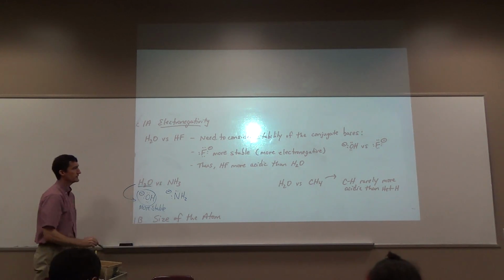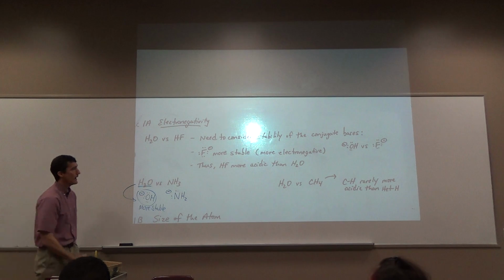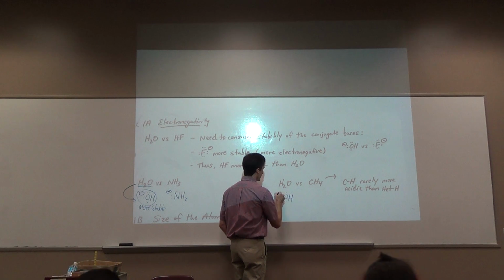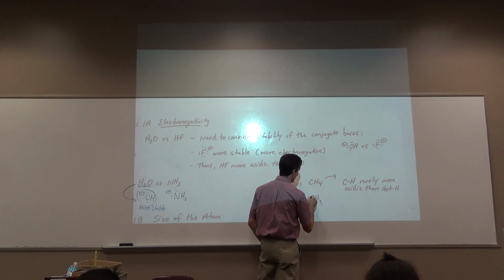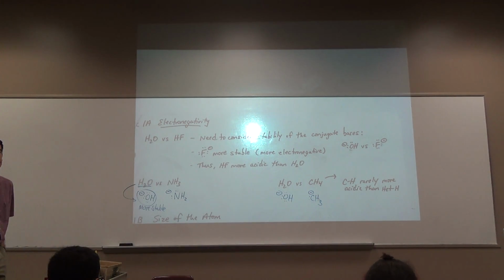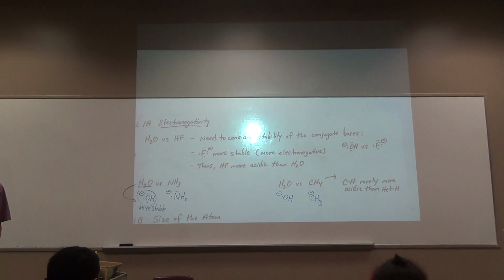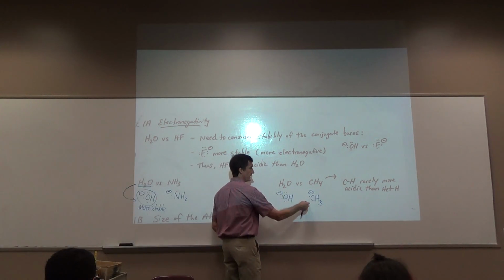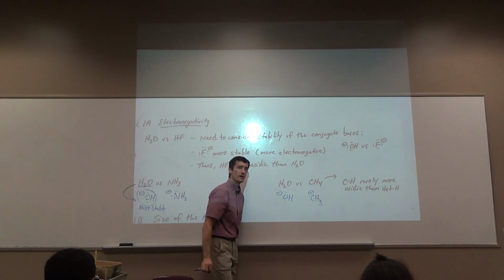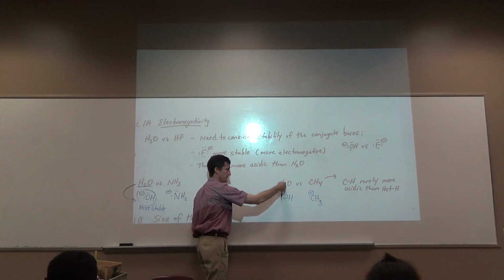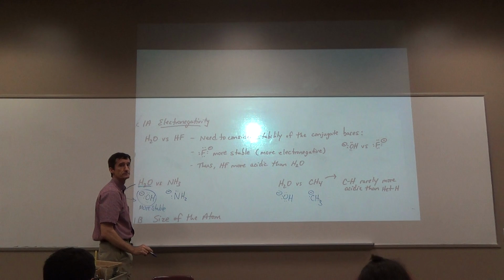So water is more acidic than ammonia. Which is more acidic, water or methane? Well, we're going to hydroxide, and this is going to CH3 minus. I mean, which one's more stable? O minus, right? More electronegative. It's way more stable than that. Methane doesn't want to give up an H and become this high energy, low stability carbanion. Compared to oxygen, oxygen doesn't mind becoming O minus. Okay?